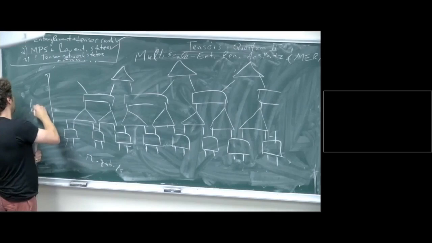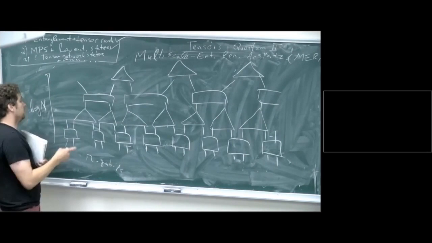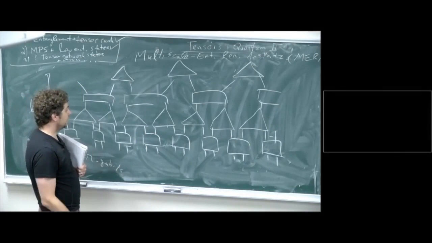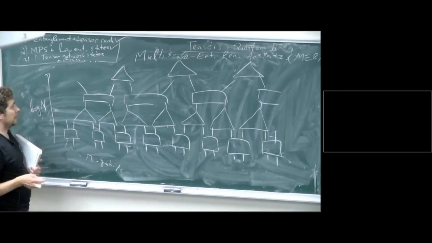And people find for this, you can play the same games as I just suggested for matrix product states. You can update from local operations locally, and you can also evaluate local expectation values efficiently. And these do a reasonable job capturing critical systems.